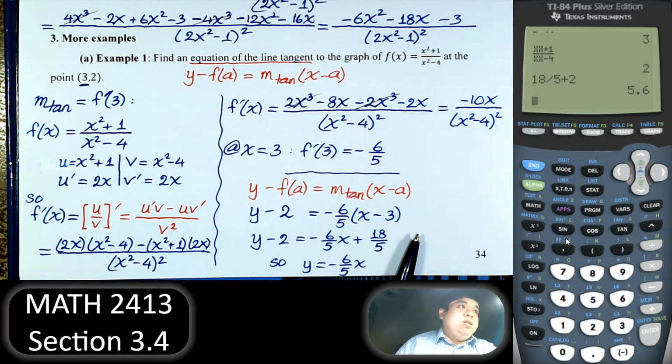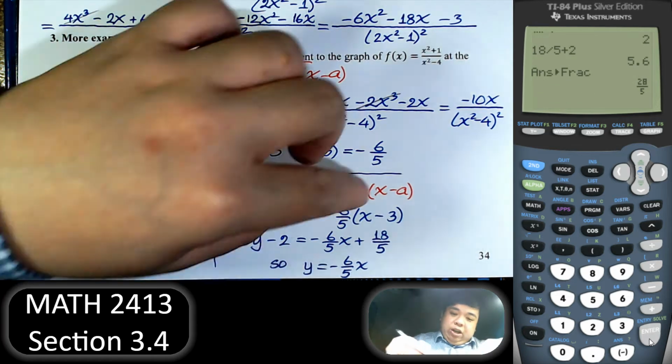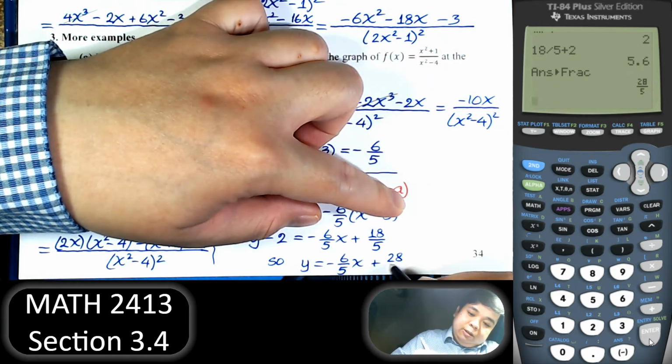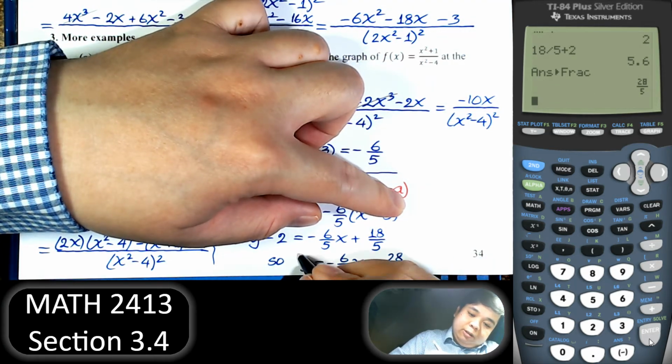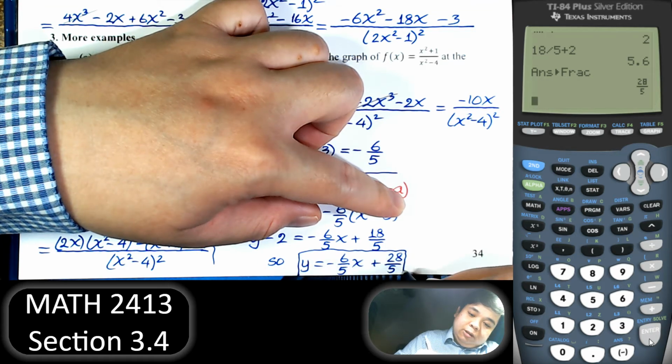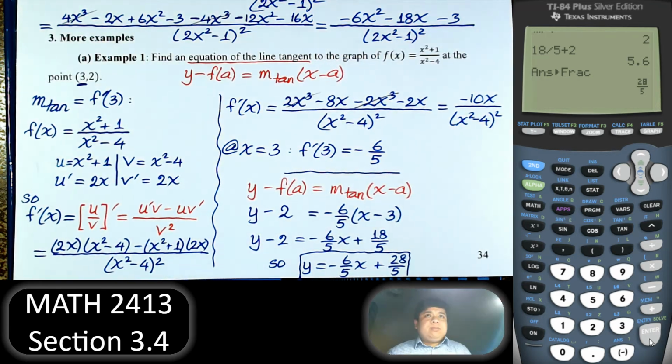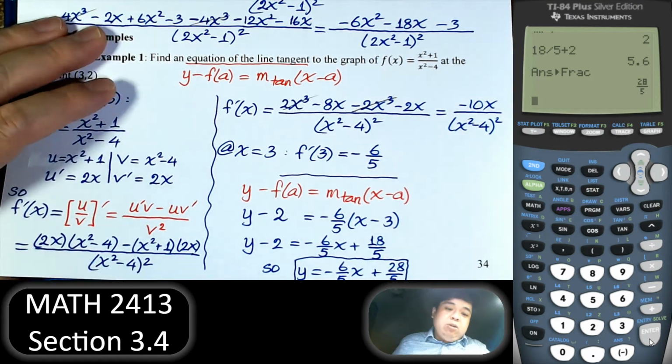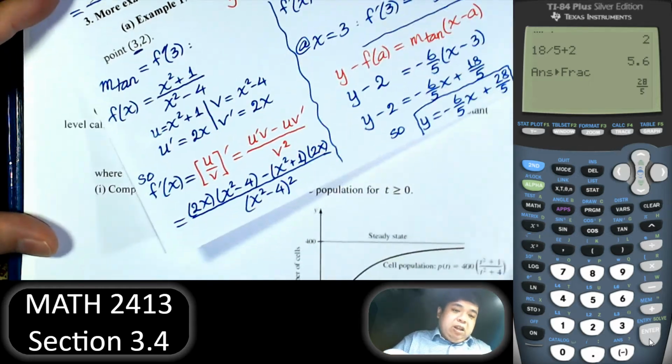How about fraction? 28 over 5. So that's what we have. Yeah, so the quotient rule is that. Right, let's look at even more examples.